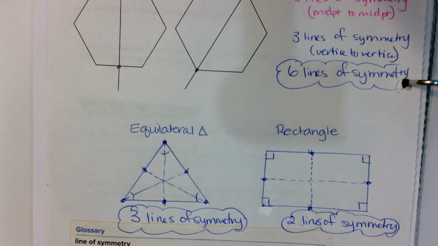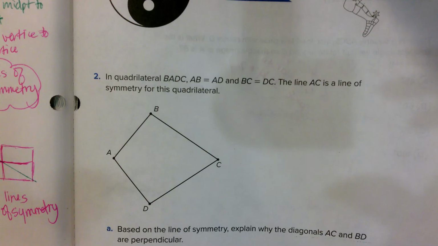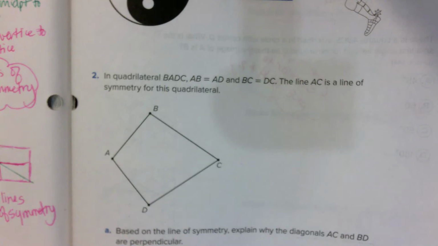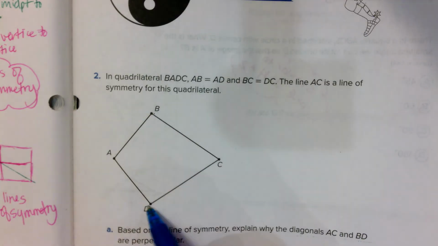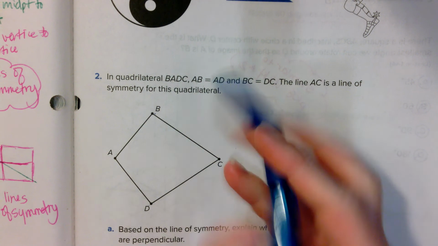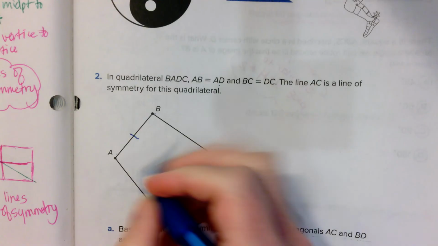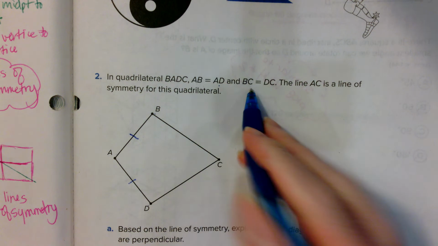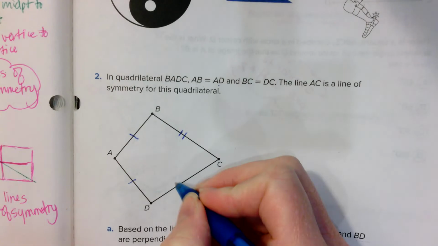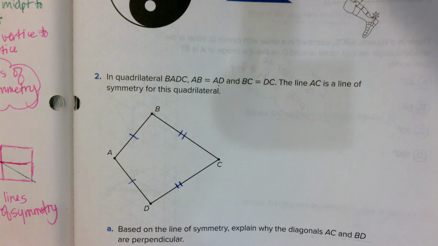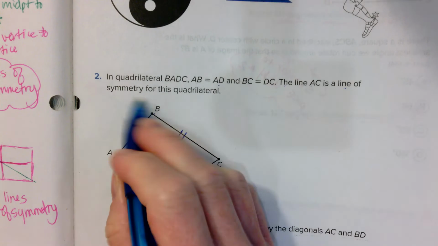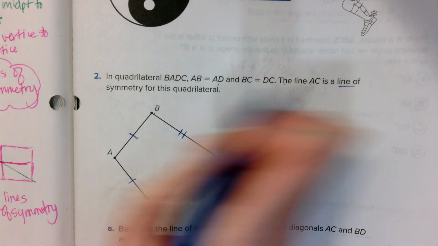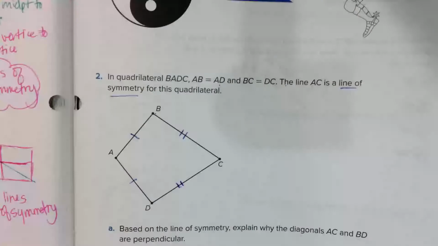So let's take a look on page 117 at problem number 2 in our practice. So in this practice, they give us this quadrilateral BADC, and they say that AB is congruent or equal to AD. They say that BC is equal to DC, so I've marked those appropriately. And then they say the line AC is a line of symmetry. Well, let's remember what that's meaning.